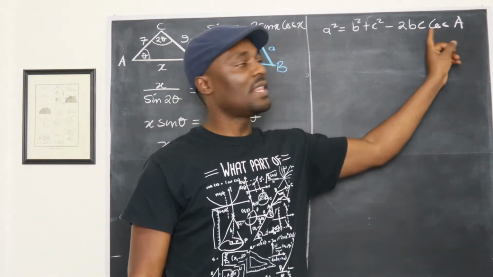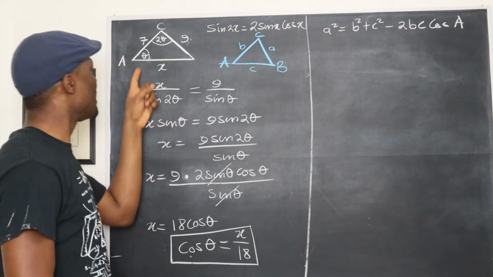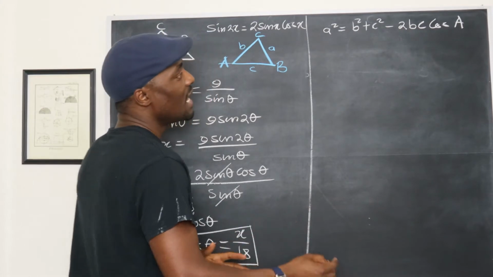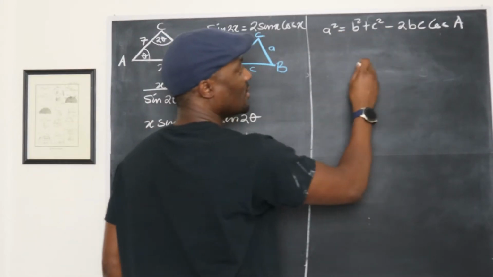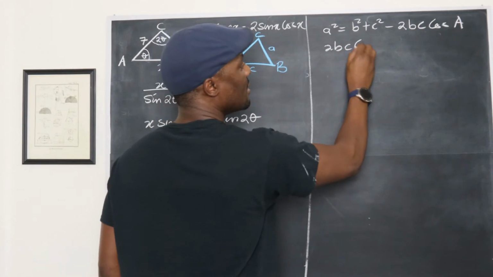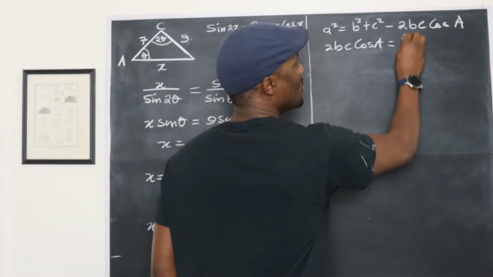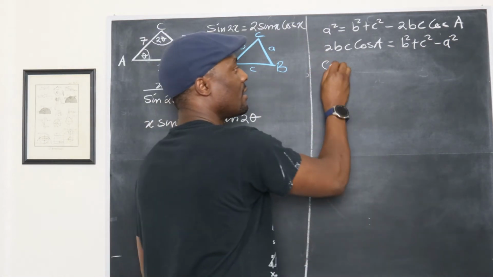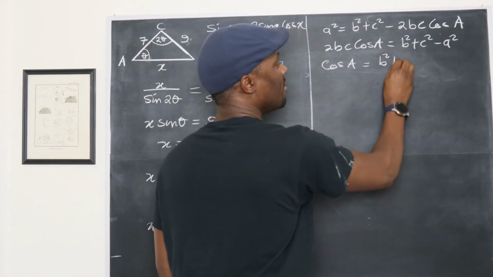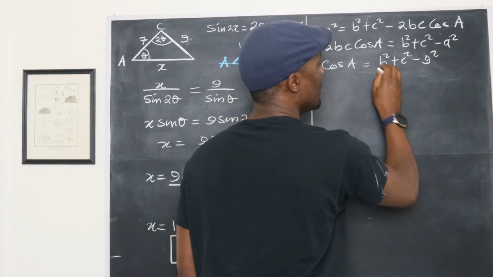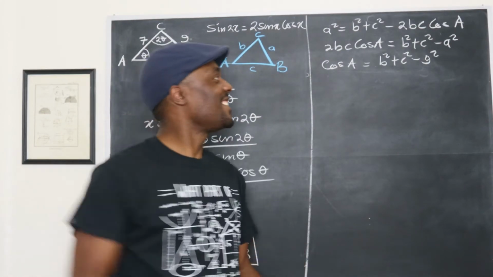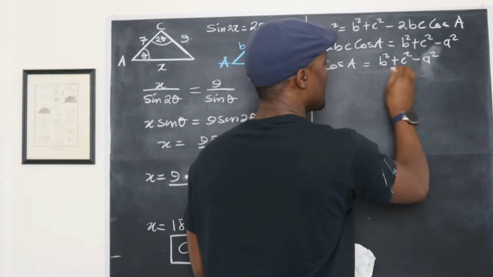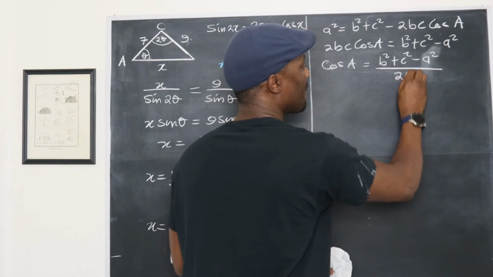Now let's try and just isolate this cosine A, which will correspond with cosine theta. Okay? We're just going to isolate this now. So let's take this here and take this on to the other side. You're going to have 2BC cosine A will be B squared plus C squared minus A squared. So that's what you have, and your cosine A, therefore, will be B squared plus C squared minus A squared over 2BC. Excuse me, I said 9 squared, it's A squared. My mind is already on that triangle.